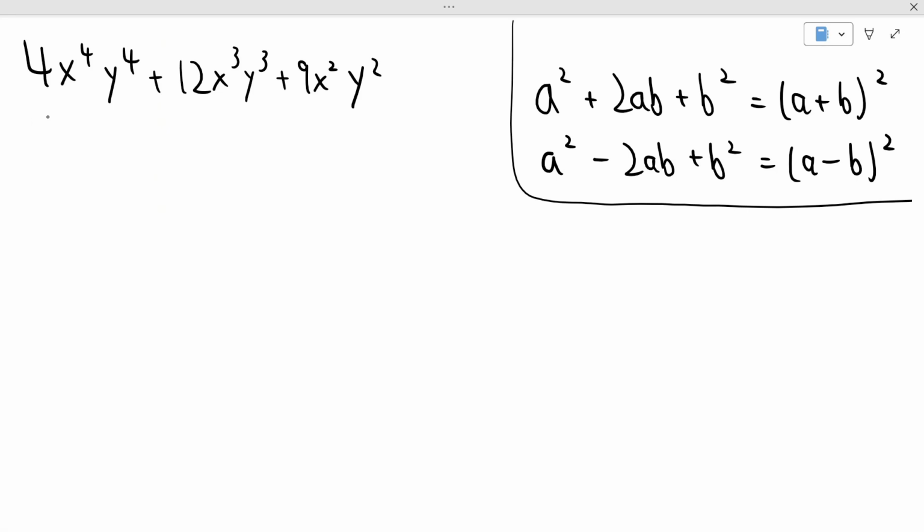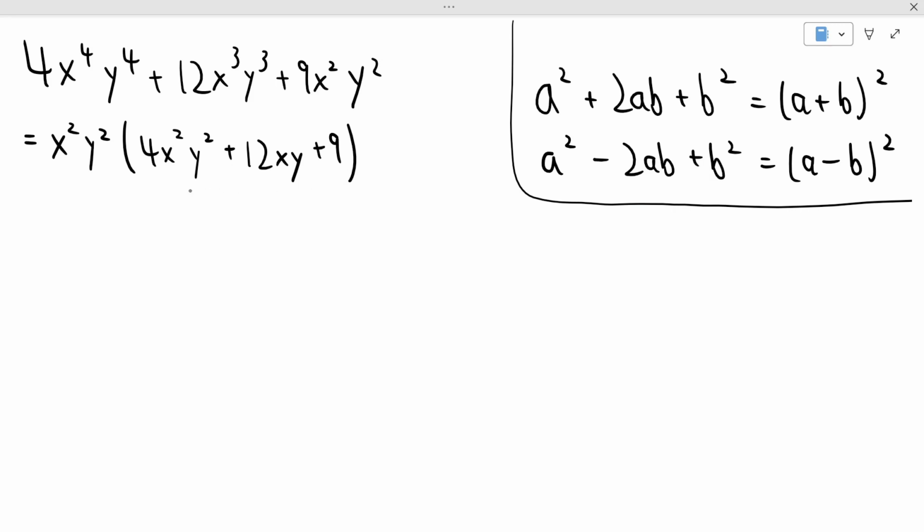We'll notice that all three terms have an x squared y squared in common, so we'll start by factoring that out from all three terms to make things easier. So if we factor out an x squared y squared from the first term, we're left with a 4x squared y squared. And if we do that with the second term, we're left with 12xy. And if we do that with the third term, we're left with a plus 9.